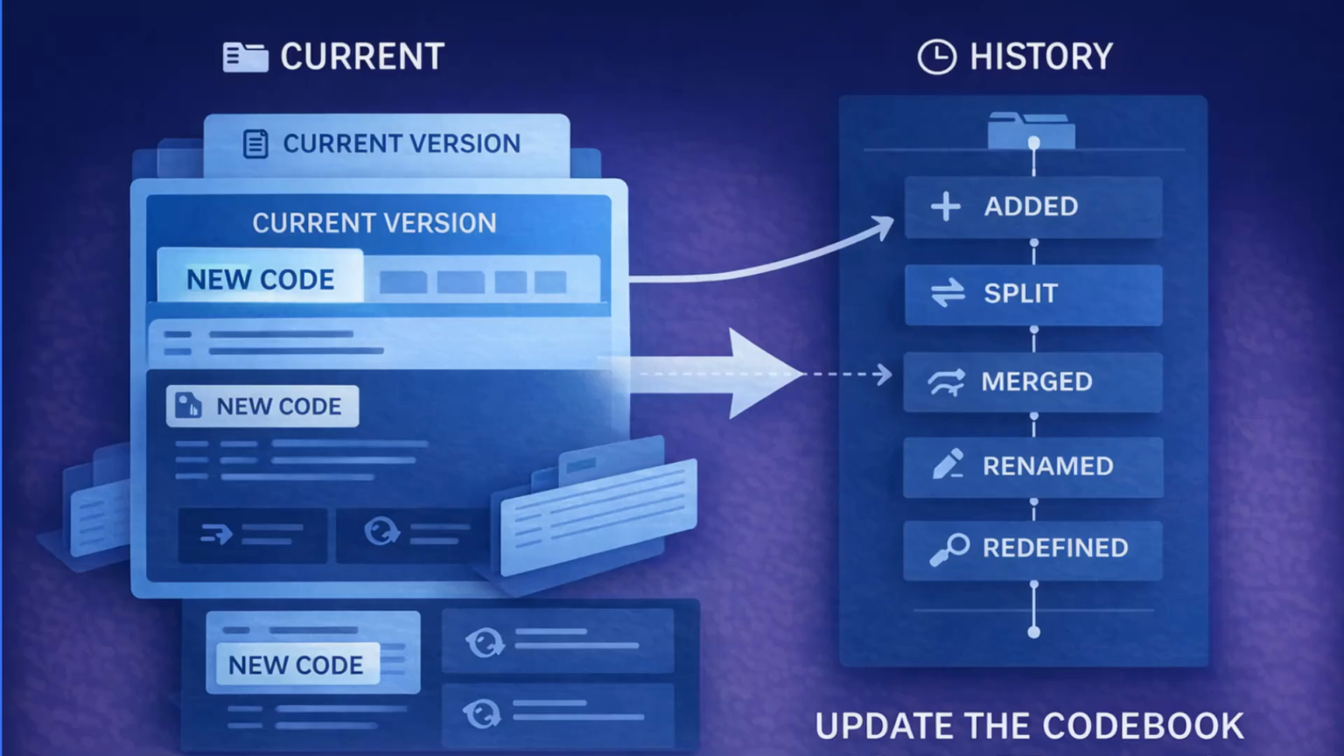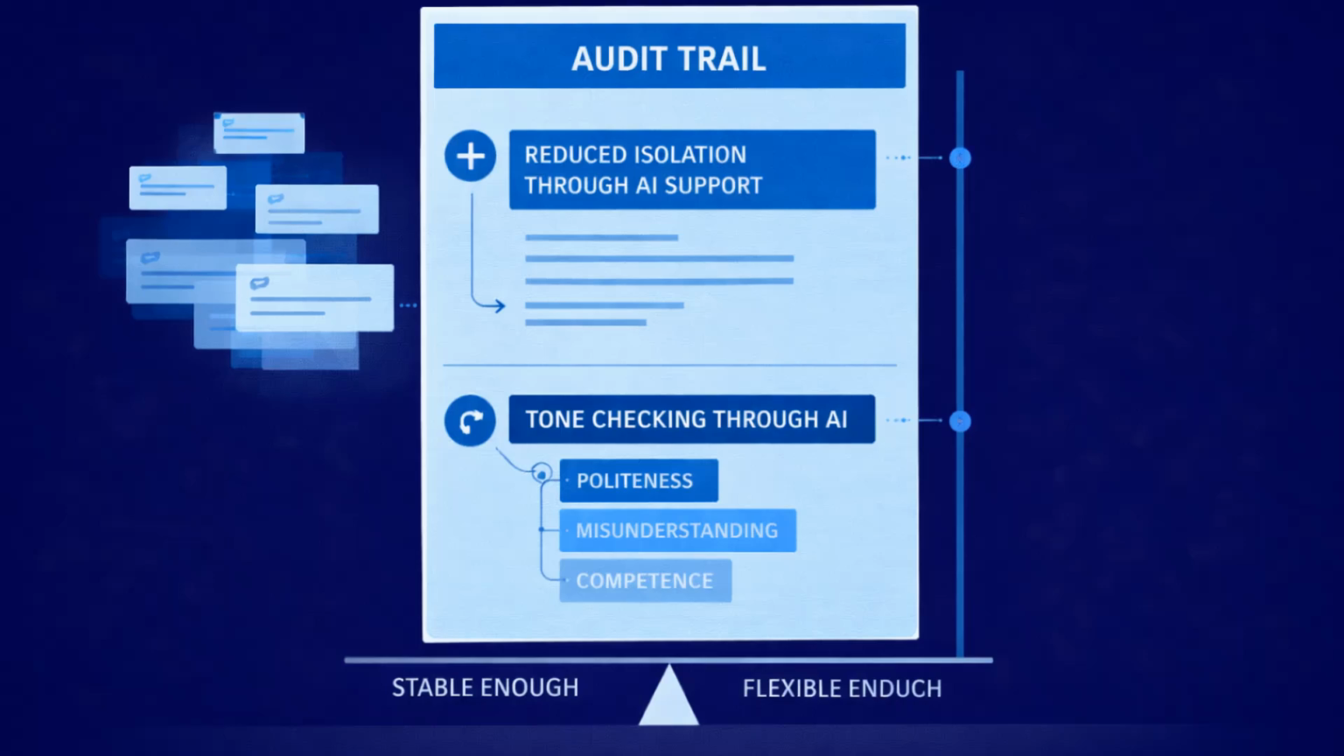It should be documented. In practical terms, an audit trail entry records the shift that the current codebook no longer shows by itself. If reduced isolation through AI support is added, the audit trail notes that the code was created because multiple excerpts described AI as reducing the feeling of being alone, and that earlier transcripts should be checked for similar segments. If tone checking through AI is split into narrower codes, the audit trail records that one broad code had begun to absorb too many different meanings, and that the split was made to preserve a clearer distinction between politeness, misunderstanding, and competence concerns.